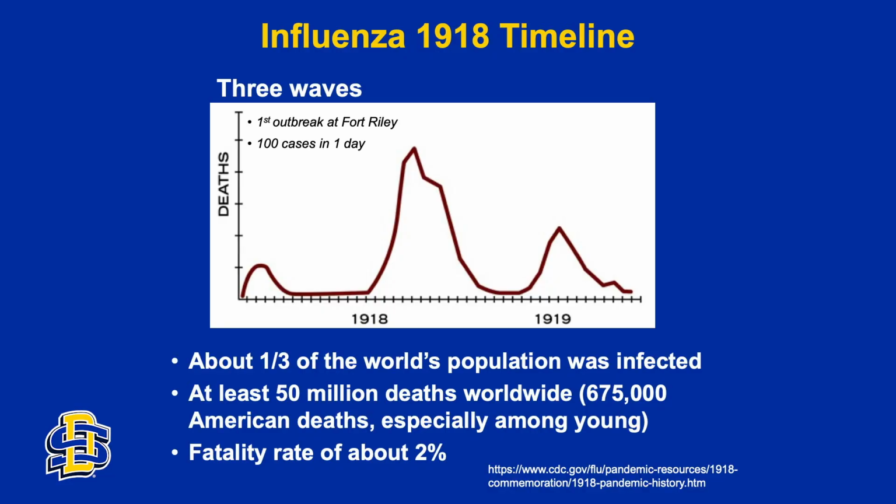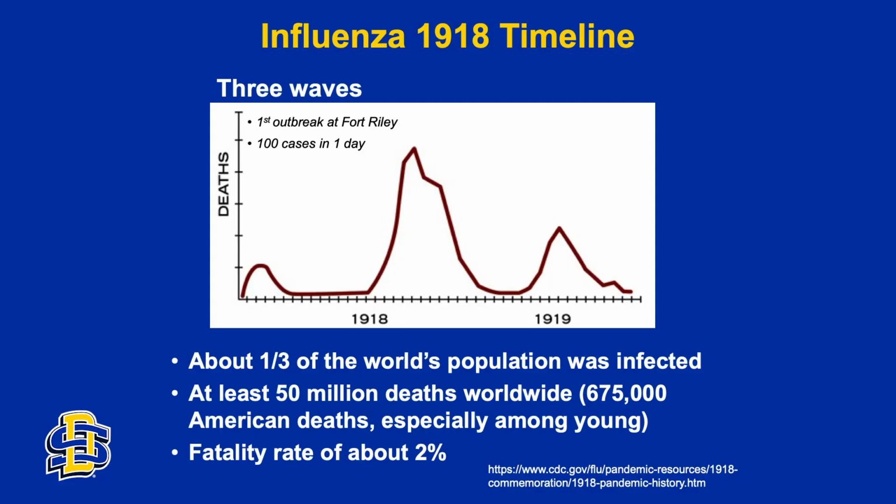If you look at the pattern for the influenza outbreak, you see 3 distinct waves of the disease. The first wave occurred in the spring of 1918 in Fort Riley, Kansas. And if you remember your American history, that was World War I, and that was with military recruits, and about 100 cases, 100 GIs came down with this disease in a day. The next day it was 500. And it eventually kind of petered out in the spring and went down to minimal cases during the summer.